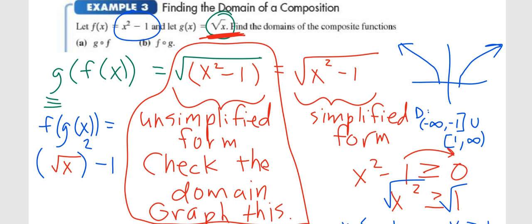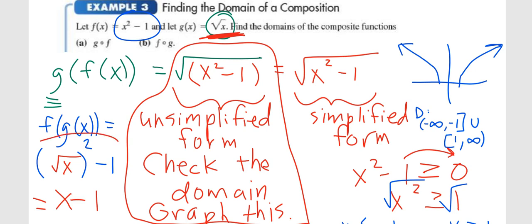And what do we need to do with the unsimplified form? Graph it and check for the domain. Because I promise you, if you simplify it, you're going to get x minus 1. Now, all of you know that x minus 1 is a line with a slope of 1 that goes through the y-intercept of negative 1, and every one of you would conclude that it's all real numbers if you graphed y equals x minus 1.